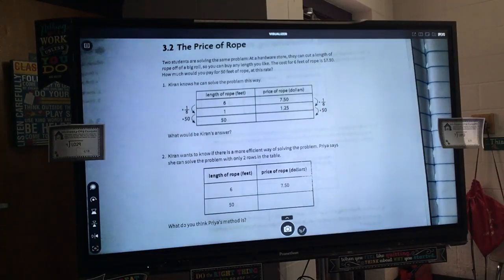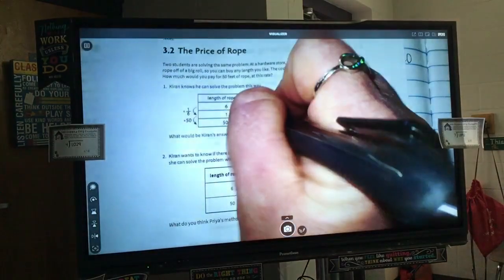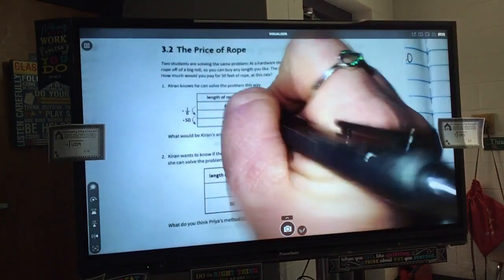Just give me a thumbs up. Yep, you're good. Thumbs up when you have your answer. Good? All right, Kinsley, what is the answer? So it cost $62.50 for 50 foot of rope.